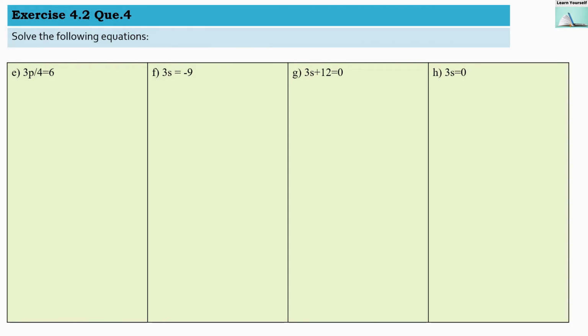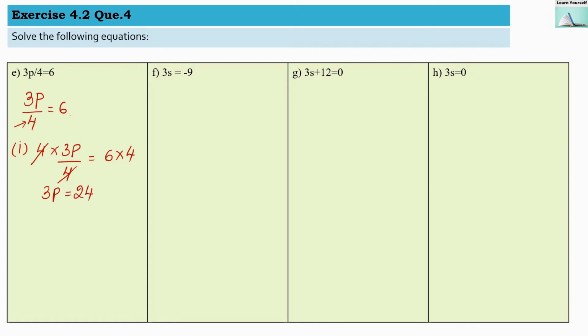Equation E, it is 3p divided by 4 equals 6. So in the first step, we are going to remove this 4 which is in the division. So on both sides, we are multiplying by 4. Towards LHS and RHS, we are multiplying by 4. So 4 and 4 will get cancelled. We will get here 3p equals 24.